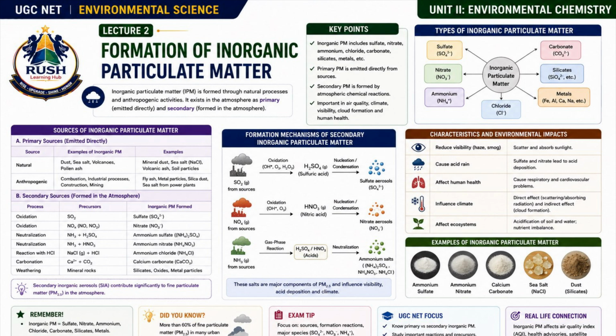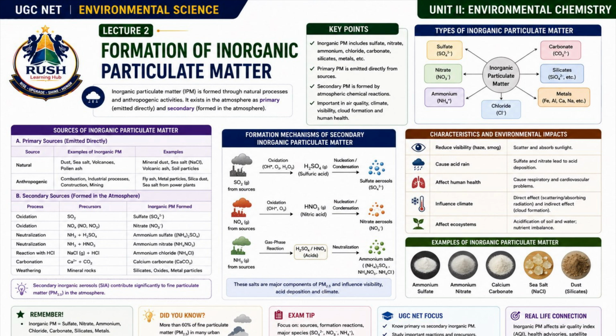Sulfur dioxide is the major precursor of sulfate aerosols. Nitrogen oxides are the major precursors of nitrate aerosols. Ammonia reacts with sulfuric and nitric acids to form ammonium sulfate and ammonium nitrate. Secondary inorganic aerosols are important components of PM2.5. Sulfates, nitrates, and ammonium compounds collectively account for a large fraction of fine particulate pollution in many urban regions.